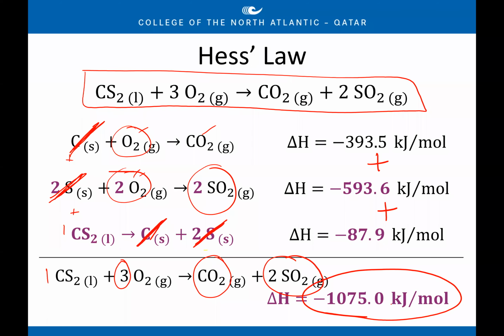Use your negative button on your calculator if you have negative numbers. What I mean by that is watch out for integers. So I have negative 393 plus negative 593 plus negative 87. And when you add up all of those using your calculator, don't forget your calculators on Sunday when you do your test. You can't use your phones. But when I add up all those numbers, I get my answer.